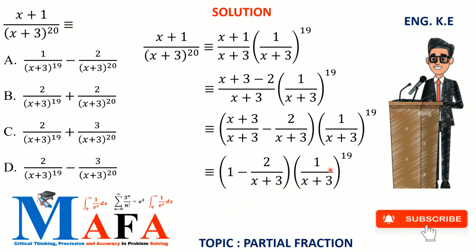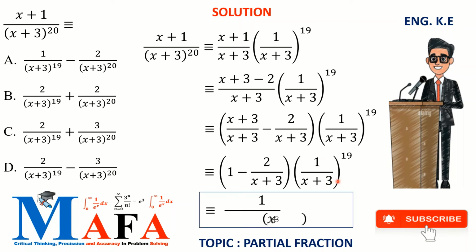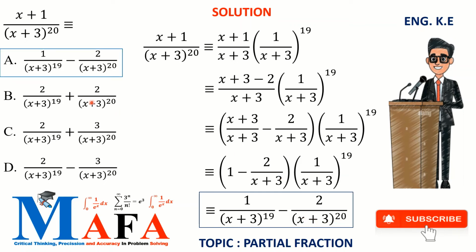Now this time around, I can send in our 1 divided by x plus 3 raised to the power 19. Doing that, I'll have 1 times this here. Remember that 1 over x plus 3 raised to the power 19 is the same as 1 all divided by x plus 3 raised to the power 19. So when I multiply with 1, I get this, and then minus 2. I'll now multiply x plus 3 times x plus 3 raised to the power 19. Since they have the same base, I just add the powers. It gives me x plus 3 raised to the power 20. And finally, the correct response is A.